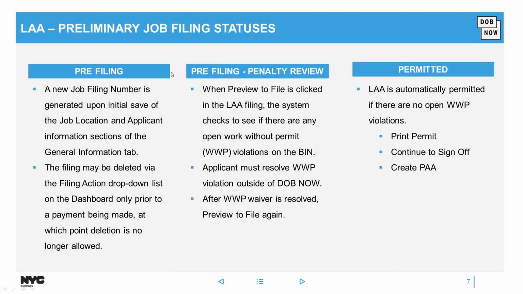There are a few different statuses to discuss while the LAA is being entered into DOB NOW: Build, up to the point where it's submitted. When a job filing is initially saved in DOB NOW: Build, it's in a pre-filing status. It's essentially a draft status for the applicant of record or the filing rep that's working on that job filing. At that point, the filing can still be deleted from DOB NOW: Build if necessary, anytime up to the point where fees are paid, after which point no deletion is allowed.